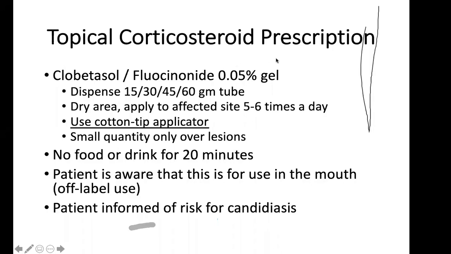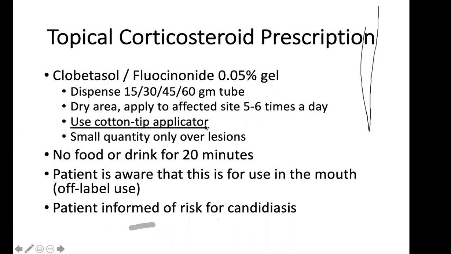Topical corticosteroid prescriptions: clobetasol or class 2 fluocinolone 0.05% gel. It comes in 15, 30, 45, and 60 gram tubes. Might be different over there. Dry the area. It's very important that the gel formulation stays over the lesions for a while. If you're going to have saliva, it's just going to wash out right away. So it's important to dab the lesions very gently, dry the moisture, and use a cotton tip applicator.